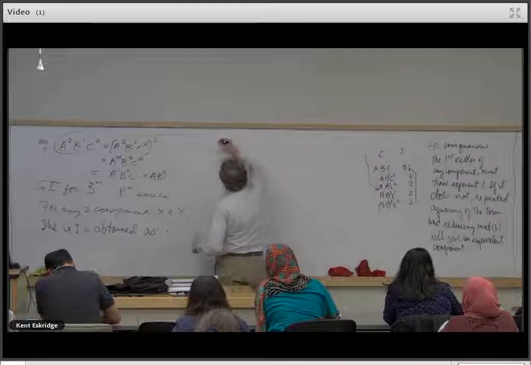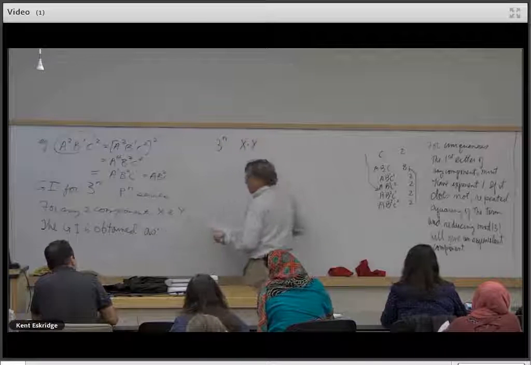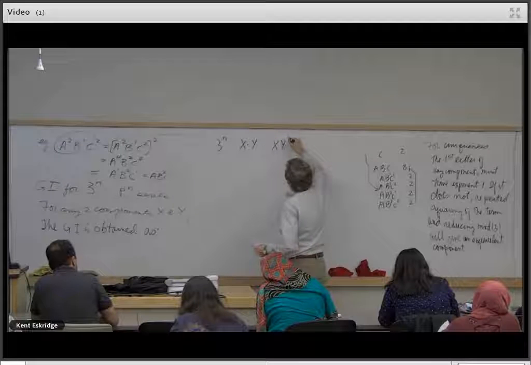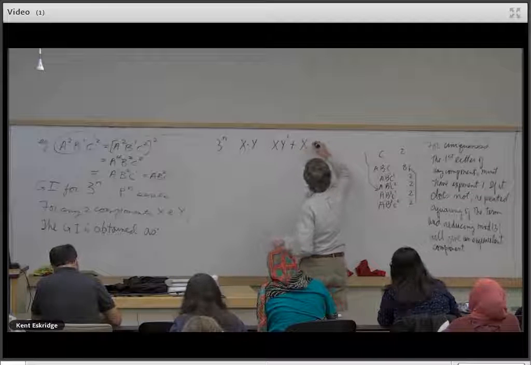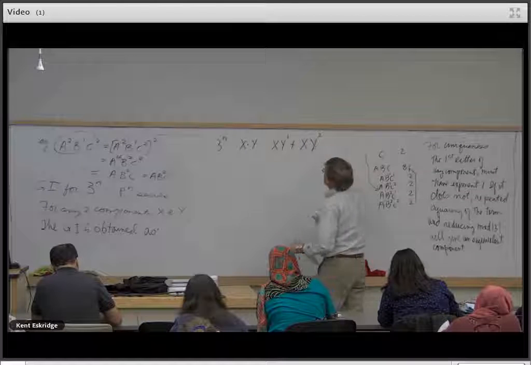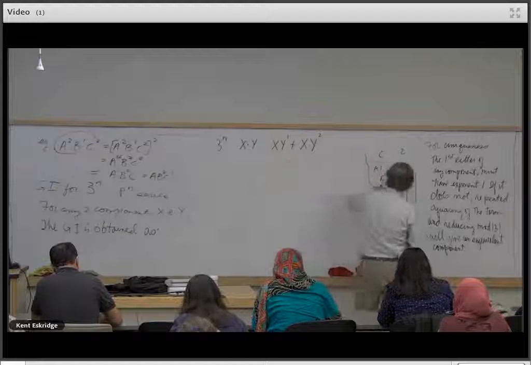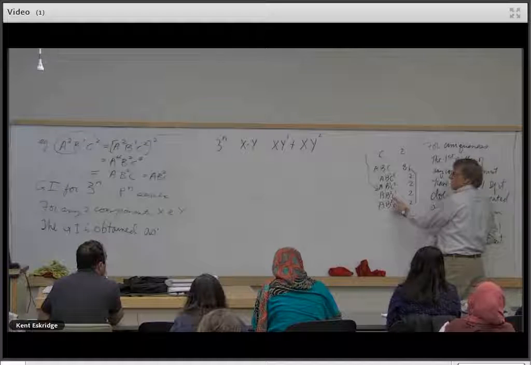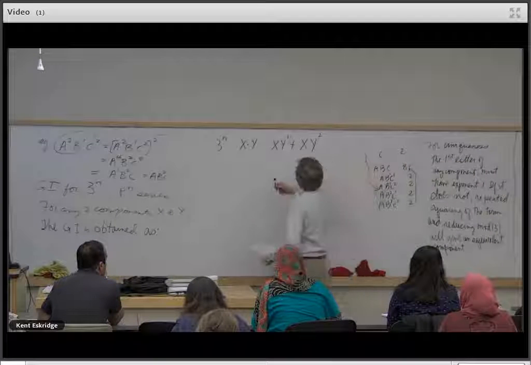So for 3 to the n, if I want the interaction between two components, x and y, what do I have to do? I take the interaction between x y raised to the 1, and then I add the interaction between x y raised to the 2. If I want the generalized interaction between any two of these components that I choose as defining contrasts, then I need to get their interactions. This is how you get it.